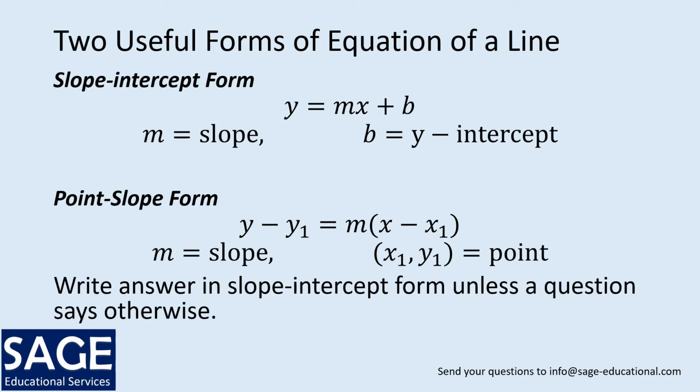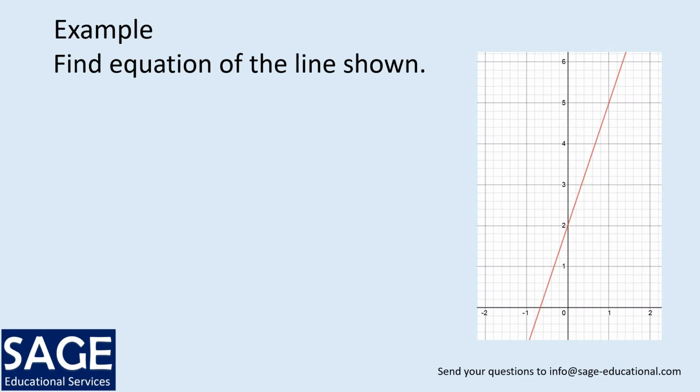As I said earlier, when you write your answers, you will write them in slope-intercept form unless a question says otherwise. So here's our example. We are given a graph and the question says find the equation of the line shown. The first thing I realize is that it crosses the y-axis at the point 0, 2. So right away I can say that b is equal to 2.